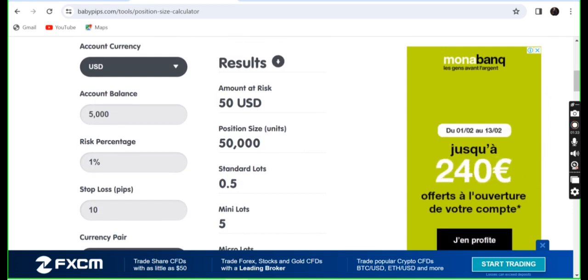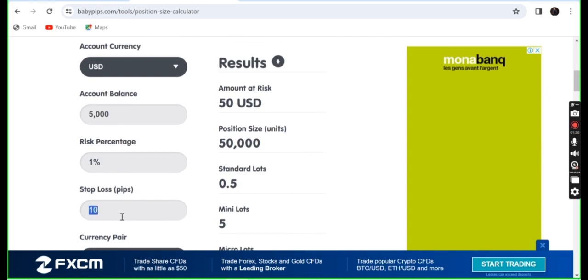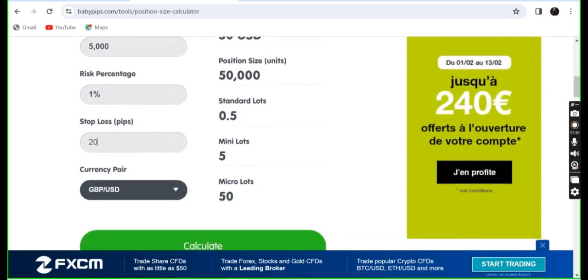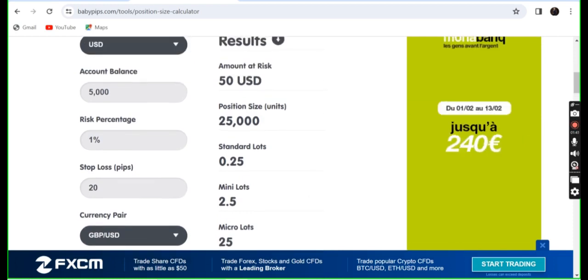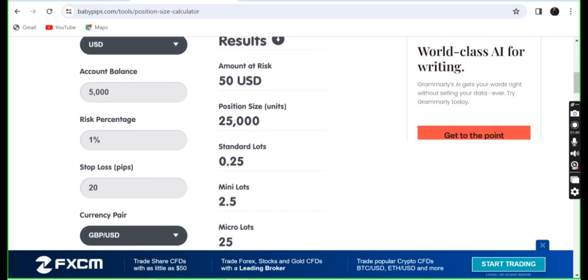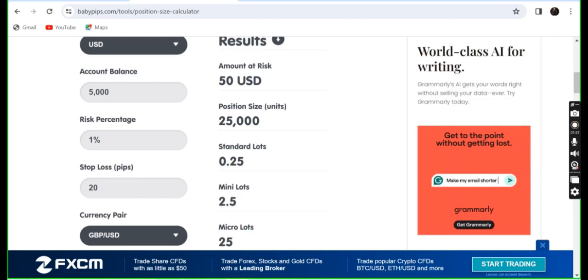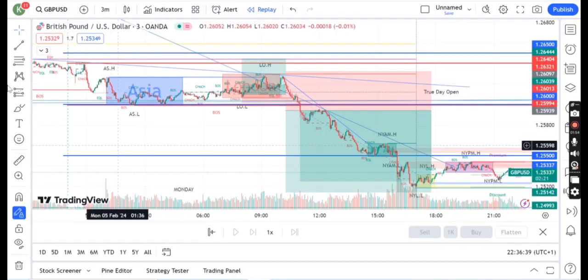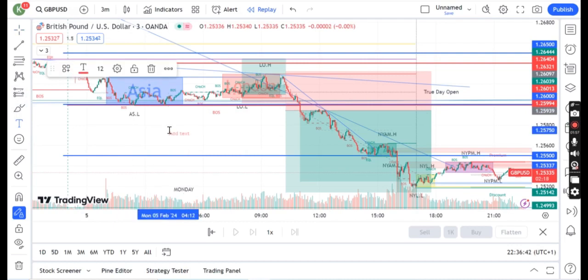So for $5,000 accounts, 1% is being risked. 20 pips most times is what I prefer, but anytime I have 10 pips, it helps me to be able to take more standard lots. Now can you see that the standard lot for 20 pips for 1% risk is 0.25, and you're risking $50. So let's go to the chart. $50 is at risk, right, for this particular entry. Now this entry is more than 20 pips, but let's assume it was 20 pips, so $50 is at risk, right?